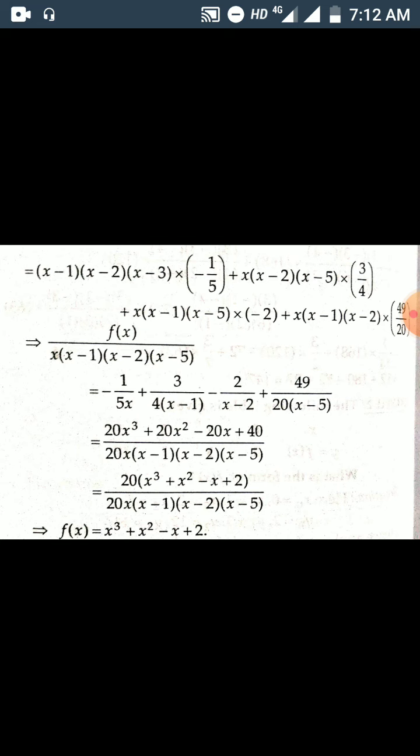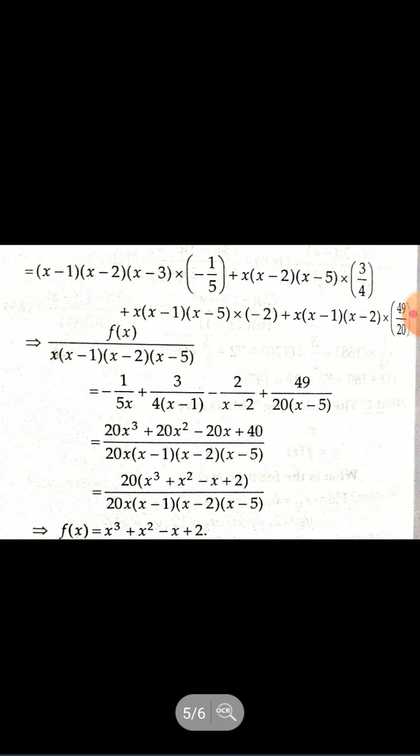Taking LCM and simplifying, we will get (20x cube plus 20x square minus 20x plus 40) divided by 20x(x minus 1)(x minus 2)(x minus 5), which further can be written as 20 is common from the numerator, (x cube plus x square minus x plus 2) divided by 20x(x minus 1)(x minus 2)(x minus 5). So 20 is cancelled out from numerator and denominator, and x(x minus 1)(x minus 2)(x minus 5) is cancelled out from the left hand side as well as the right hand side. So we are left with f(x) is equal to x cube plus x square minus x plus 2. This is the required answer.